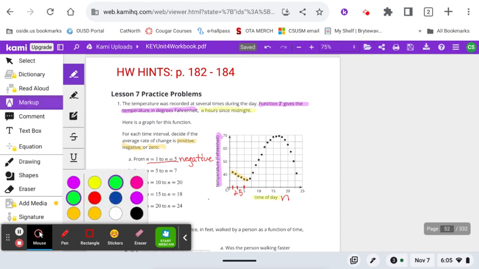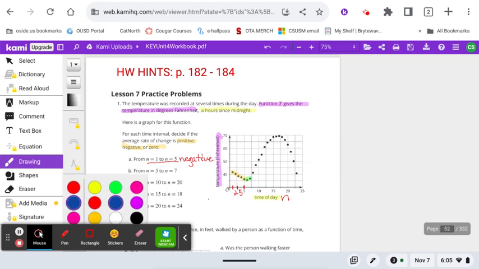Next it wants from 5 till 7. So again, we go look at this interval and we're starting here at 5 and just going till 7. And even though there's really only 2 dots there, we see that the second dot is higher. So even though it's small, it is still a positive.